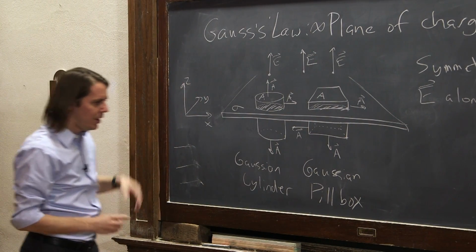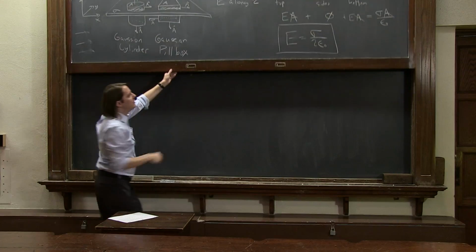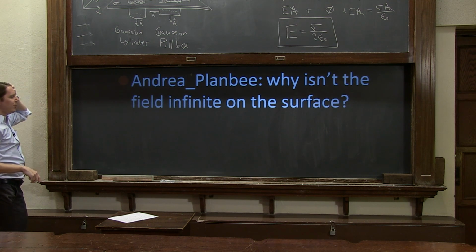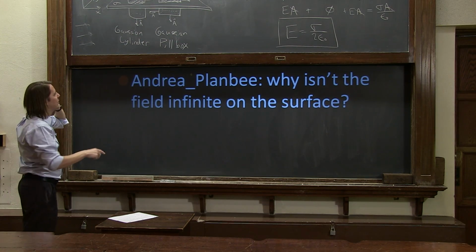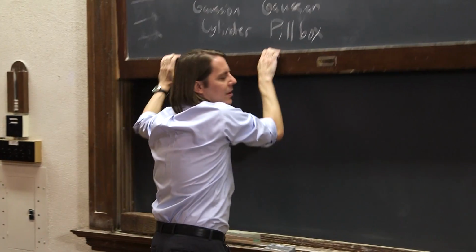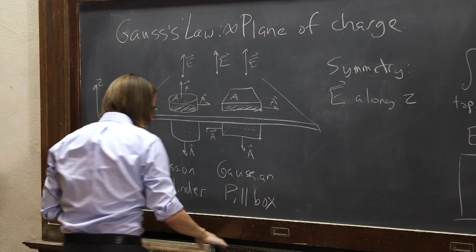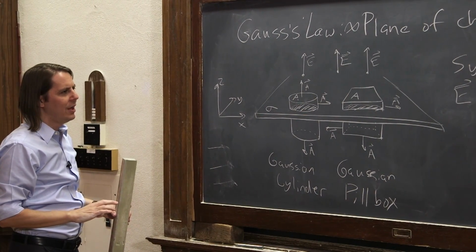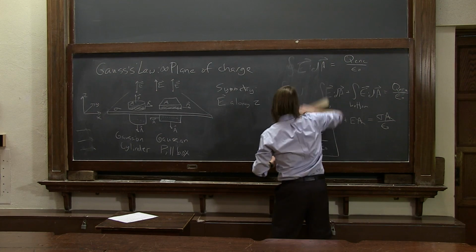Okay? So I see that we do have a question here. Let's see. Andrea Plan B, why isn't the field infinite on the surface? Oh, okay, yes, I've seen this question before. I can tell you why. Very good question. Comes up a lot and actually illustrates almost perfectly a very important point. Let me erase the integrals and draw a little bit more.